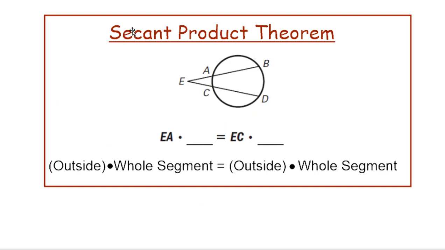Okay, secant product theorem. EA, the outside part, times the whole segment, EB, is equal to EC, the part outside, times the whole segment, ED. Okay, secant product theorem.